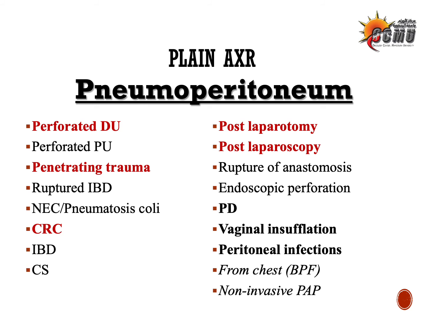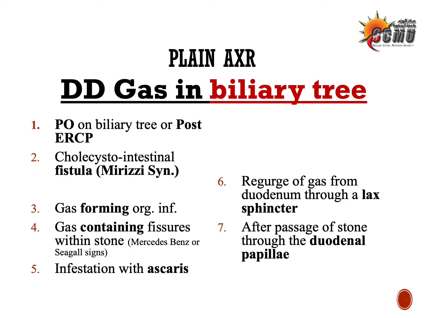Vaginal insufflation, I think this one is done with hysteroscopy and so on, and of course with other non-abdominal causes like bronchopleural fistula and non-invasive ventilation, that is a chest problem associated with those intubated patients. There are also causes of gas inside the biliary tree. You should know this differential diagnosis.